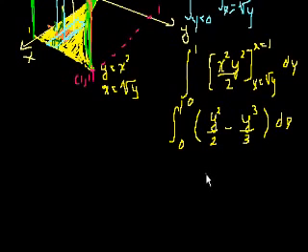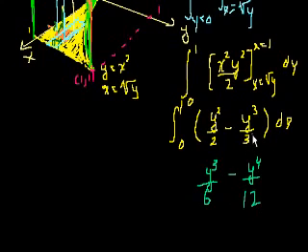Well, the antiderivative of y squared is y cubed, and you have to divide by 3, so it's y cubed over 6, minus y to the fourth, you have to divide by 4, minus y to the fourth over, did I mess up someplace? Oh, wait, how did I get a 3 here? That's where I messed up. This is a 2, right?